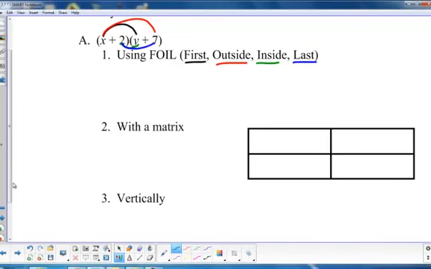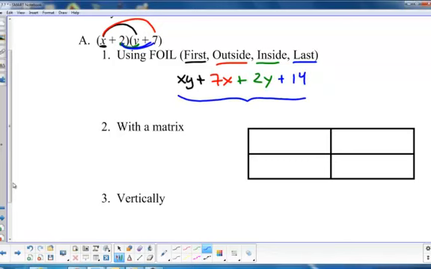So I'm going to take this x and I'm going to distribute it to both. So x times y is xy. And then when I distribute the x to the 7, I get 7x. And then when I do the 2 to the y, I get my 2y. And then when I do the 2 to the 7, I get 14. Now, once you've double distributed or FOILed, you want to look and make sure that there's no like terms you can put together. Most times there is. In this case, there's not, so that's our answer.